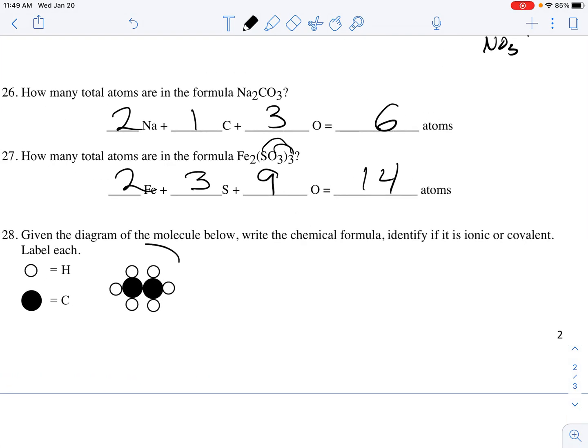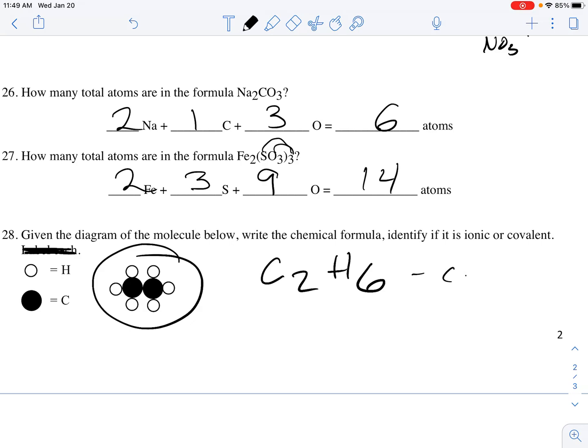Okay, so based off of this, I'm looking at this compound to identify if it's ionic or covalent. Write the chemical formula, and then label each. I'm not really sure what I meant by that. But here there's 2 C, so it's C2H6. So the name of it, it's covalent because you have 2 nonmetals.